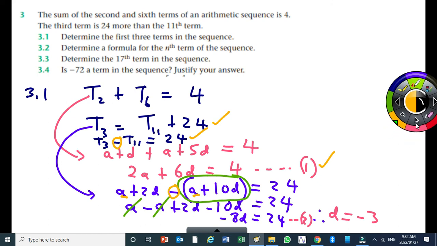So the common difference is a negative 3. Yes, the common difference is not always positive. Please, if you've got a question, ask. If there's anyone who has got a question, please ask. Is there anyone who has got a question?